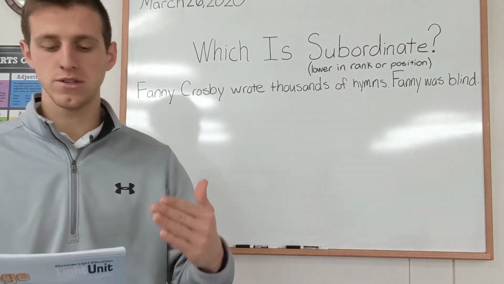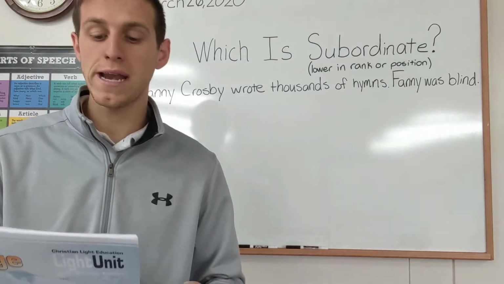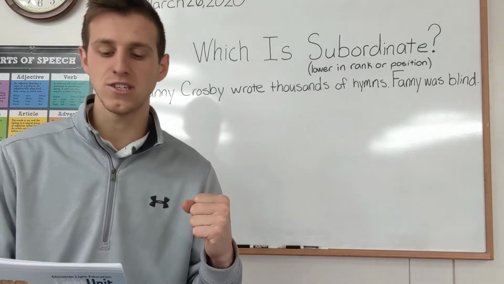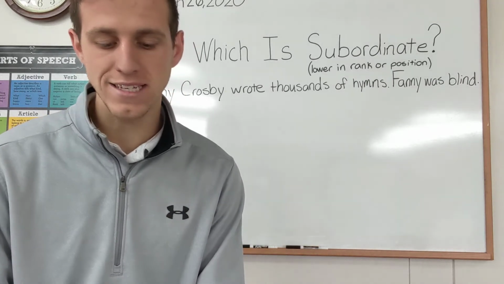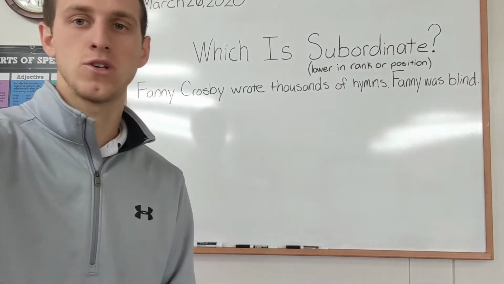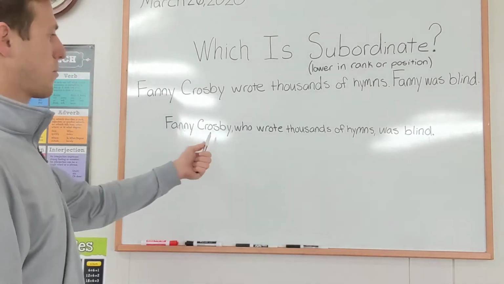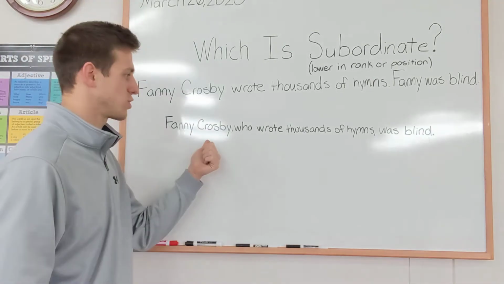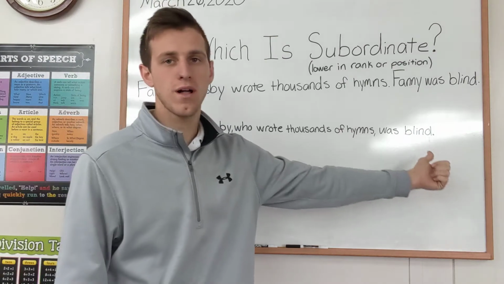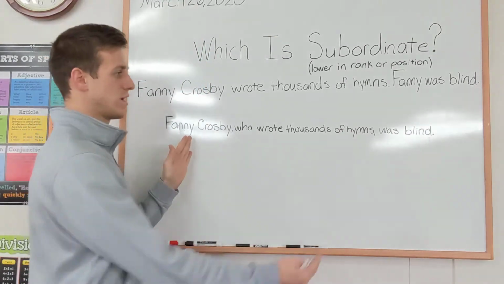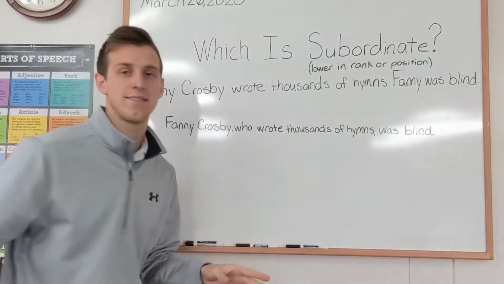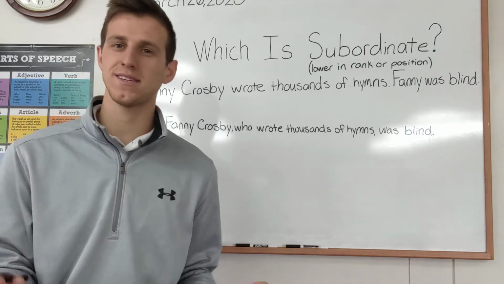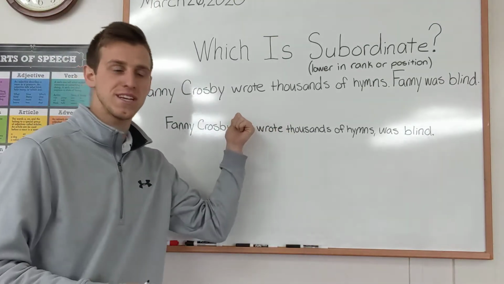We'll just keep reading. Suppose you're writing about all the things blind people can accomplish. Then you would want to emphasize her blindness. So we would want to put her blindness with our independent clause, all right? So that's how we would write that sentence. If we want to emphasize her blindness, we would say, Fanny Crosby, who wrote thousands of hymns, was blind, all right? So our independent clause is Fanny Crosby was blind. That can stand on its own. And who wrote thousands of hymns doesn't really make sense by itself. So it depends on our other part of the sentence.